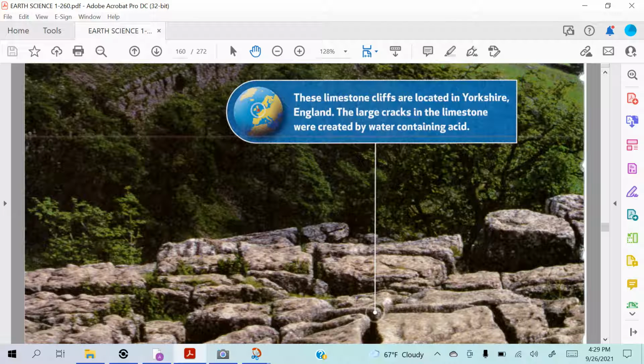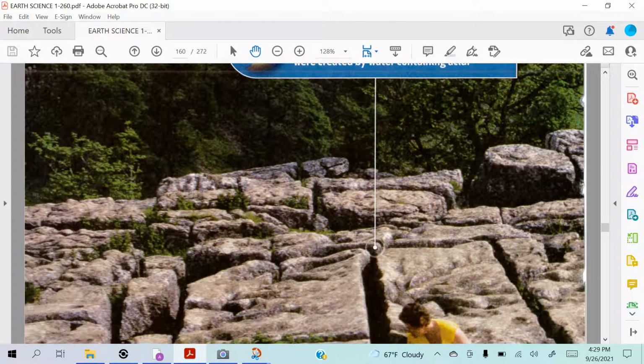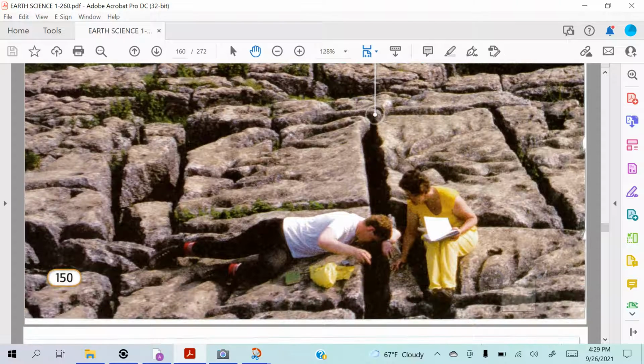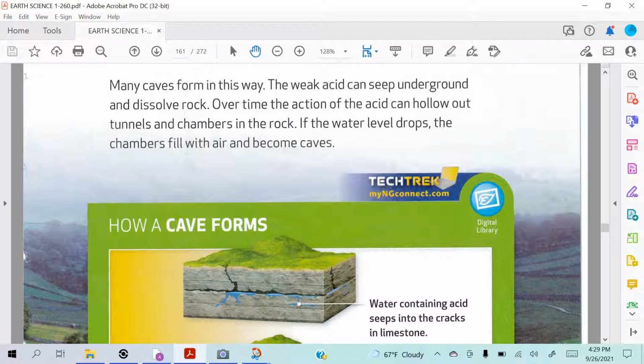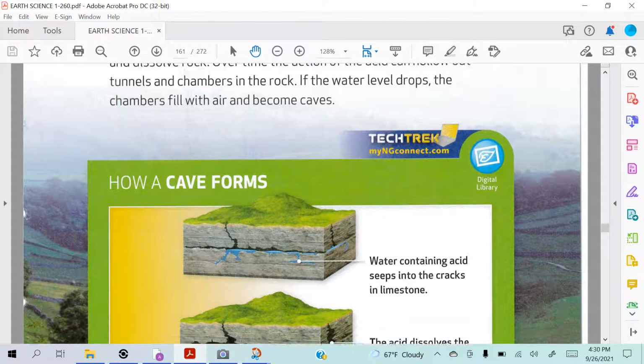Look at this. The limestone cliffs are located in Yorkshire, England. The large cracks in the limestone were created by water containing acid, right? That's pretty cool looking, isn't it? Many caves form in this way. The weak acid can seep underground and dissolve rock. Over time, the action of the acid can hollow out tunnels and chambers in the rock. If the water levels drop, the chambers will fill with air and become caves.